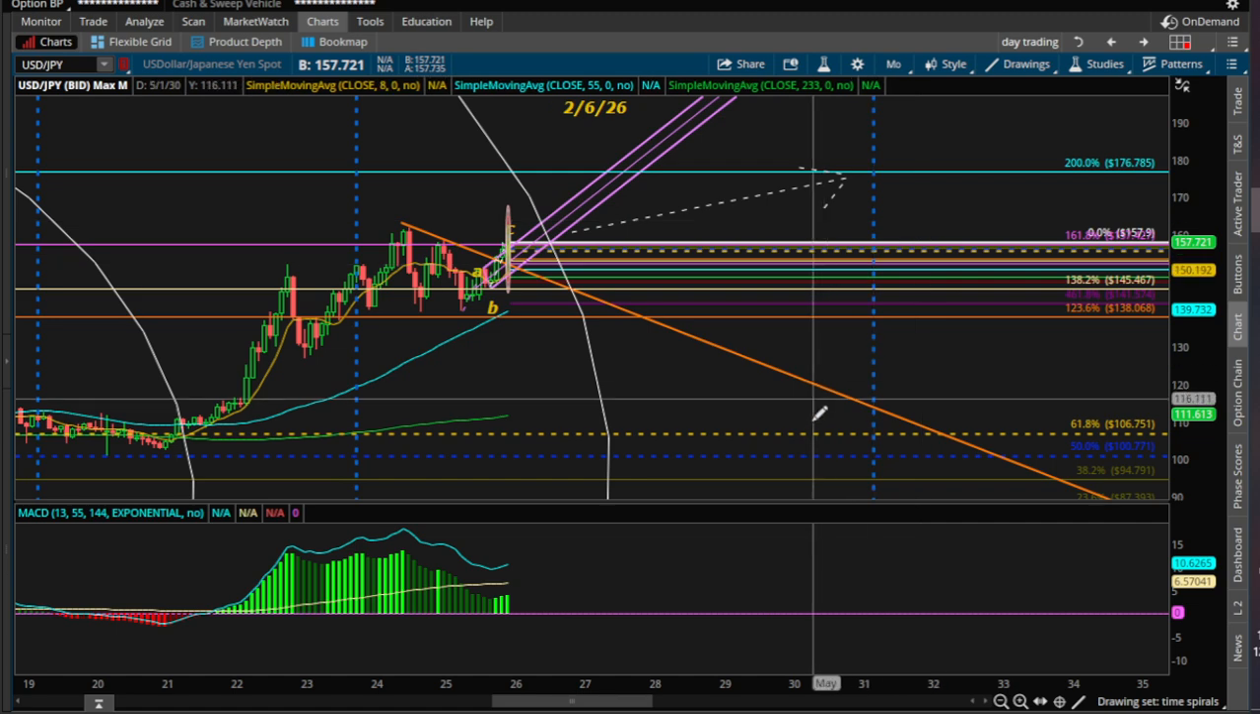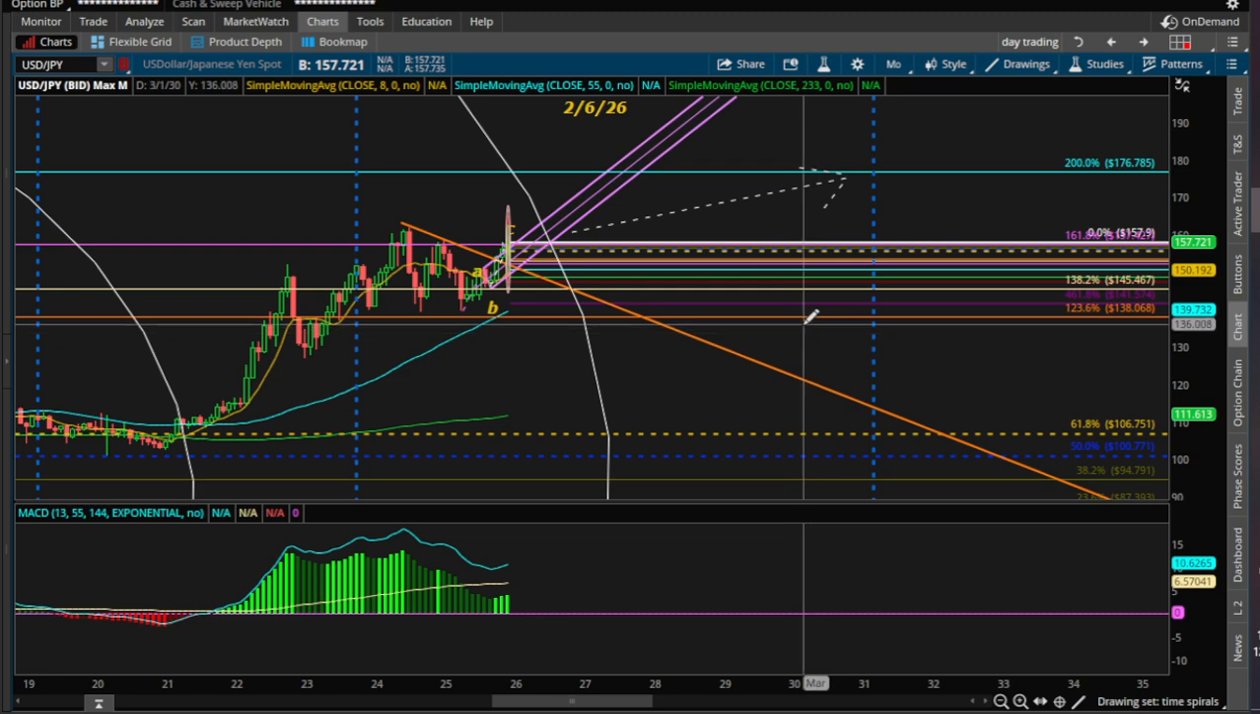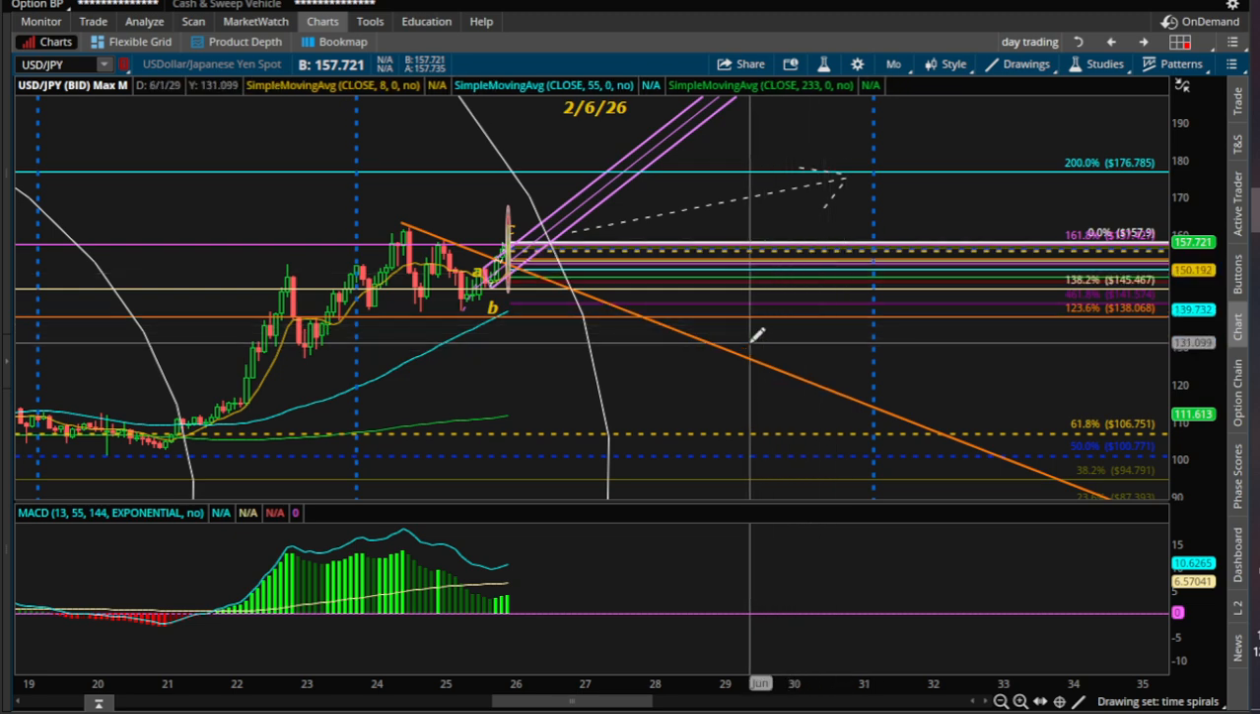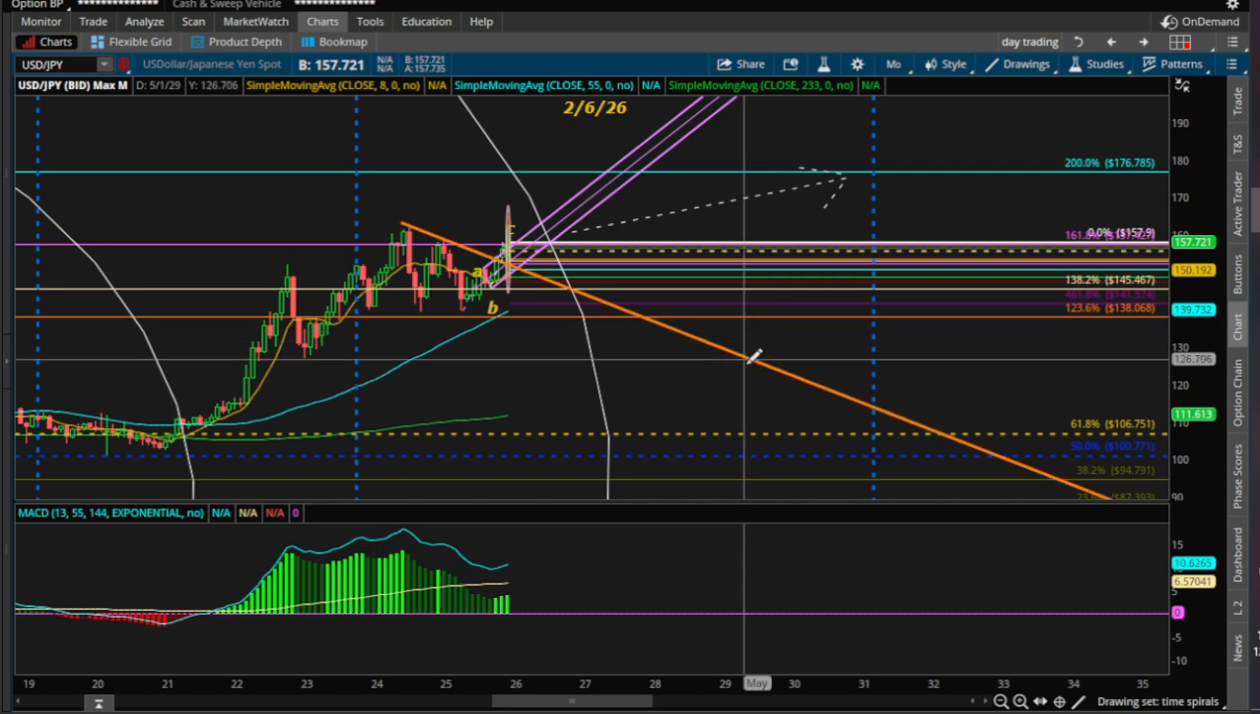So anyways, that is about it. That's all I got. I hope you got a little bit out of the Fibonacci tools that I use. I know it can be confusing. It's a lot of work too. So I hope that helps. And until next time.